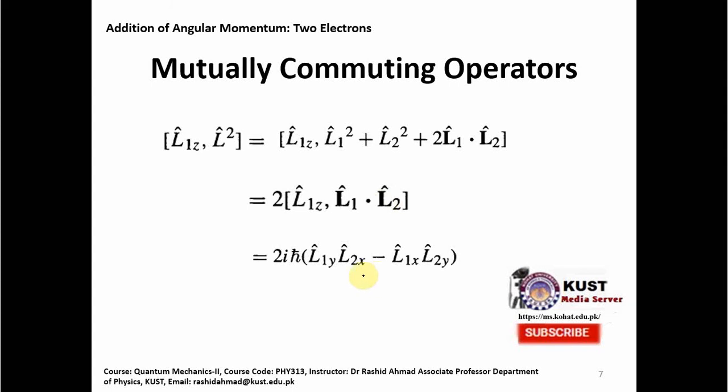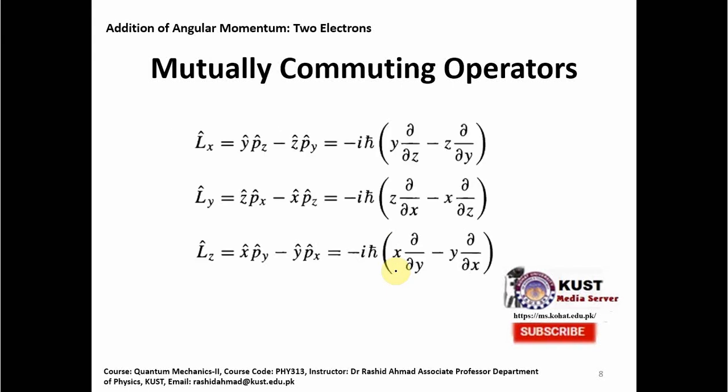I leave it as an exercise, but I give you a useful hint on how to do this. Please recall the values of the components of the operators. For example, Lx, if you remember, by definition is equal to y pz minus z py, where p is the linear momentum, pz is the z component of the linear momentum, and py is the y component, and its formula is minus i h bar del by del z. So this is the formula for Lx, and similarly the formulas for Ly and Lz.